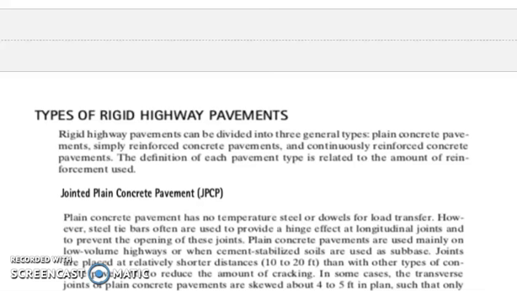Then the third one is the continuously reinforced concrete pavement, or CRCP. Continuously reinforced concrete pavement has no transverse joints except construction joints or expansion joints when they are necessary at specific positions, such as bridges. These pavements have a relatively high percentage of steel, with the minimum usually at 0.6% of the cross section of the slab. They also contain tie bars across the longitudinal joints.